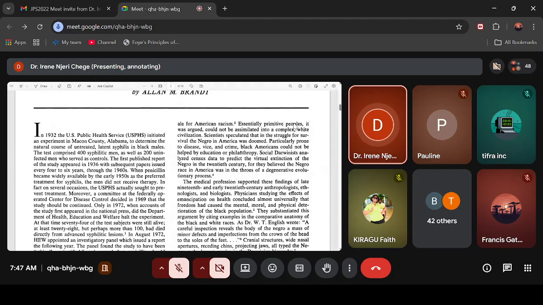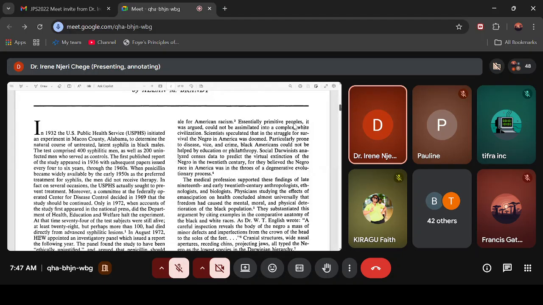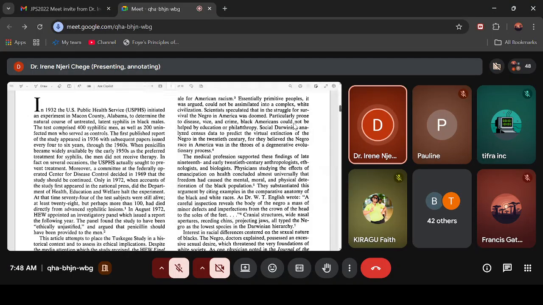Then they decided to follow these 400 men over the years and see what happened. The first published report of the study appeared in 1936, with subsequent papers issued every 4 to 6 years until 1960. That's very recent. Penicillin was available in 1950 to treat these syphilitic men, and these men did not receive any treatment because the study was going on. They decided, why should we give these people anything? We need to know what's happening.